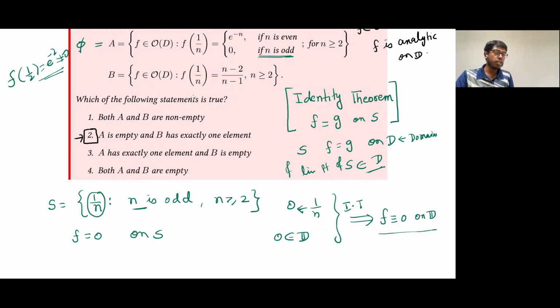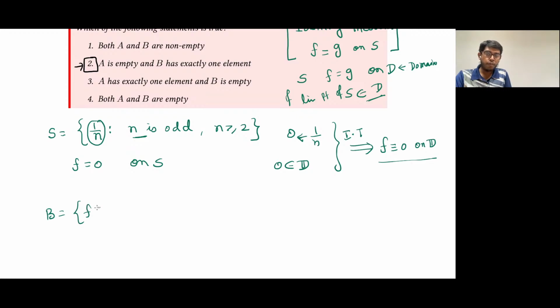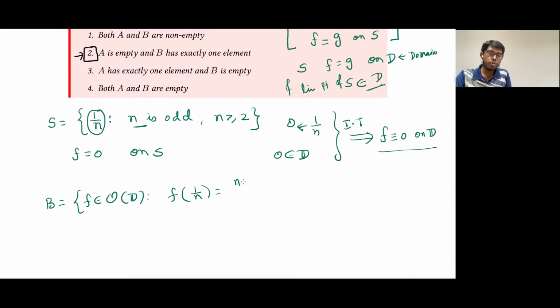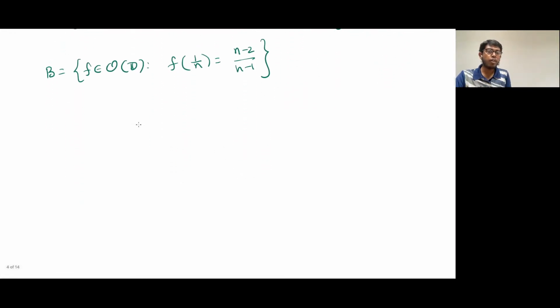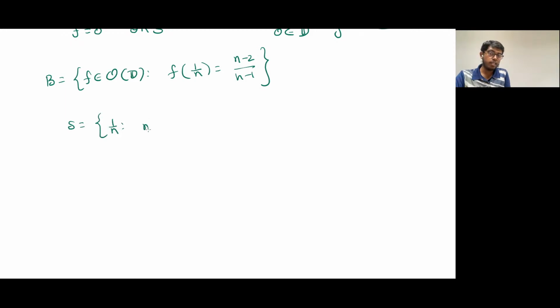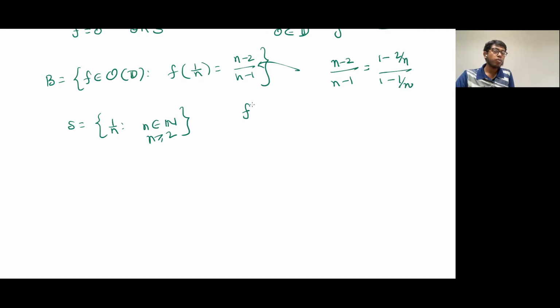Now the B, that is also the same. So what is B? B is the set of f holomorphic on D such that f of 1 by n is equal to (n minus 2) by (n minus 1). Again, I'll take S as 1 by n such that n is a natural number and n is bigger than or equal to 2. Now, this I can write as (1 minus 2 by n) by (1 minus 1 by n). So if I write g(z) equal to (1 minus 2z) by (1 minus z), then it is clear that f equals g on S.